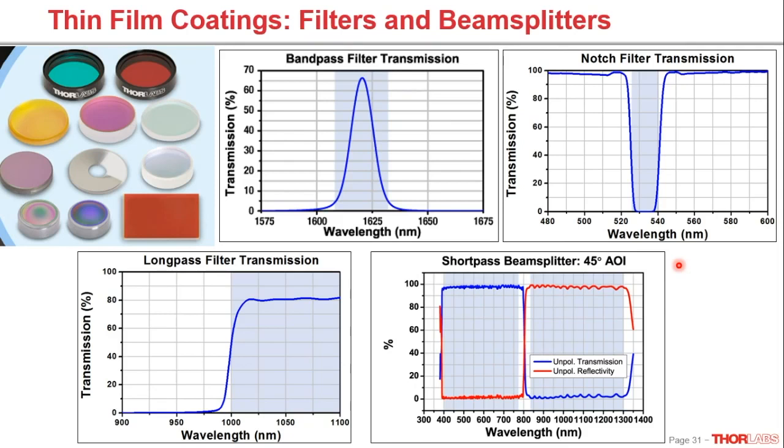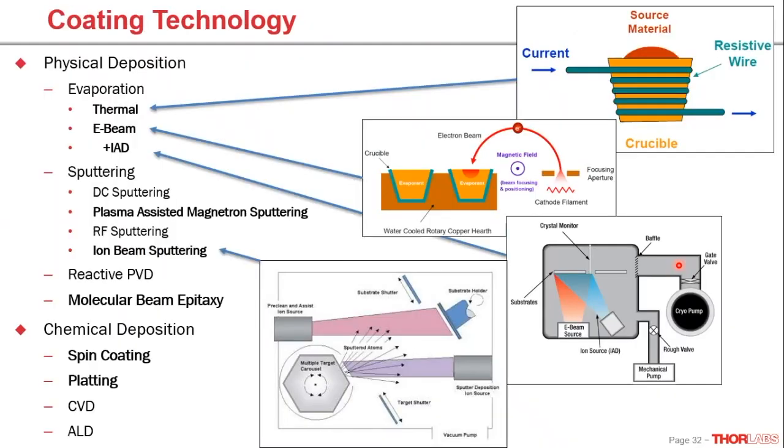A lot of this is enabled through the wide variety of different technologies that exist, many of which we employ here at Thorlabs. For example, we see a lot of cases where we utilize a variety of different physical vapor deposition techniques, like thermal evaporation and electron beam evaporation deposition. Some of these we enhance with an ion-assisted deposition approach as well.